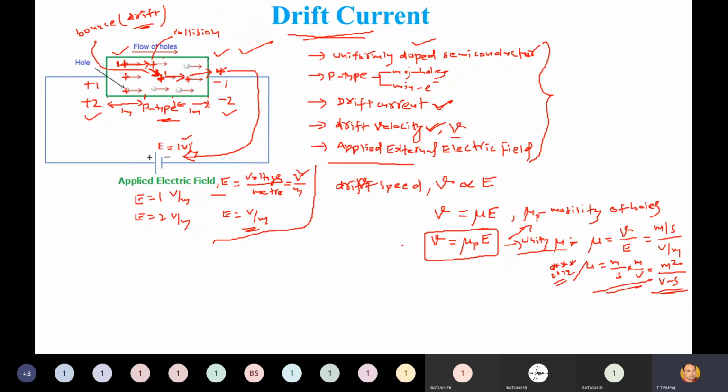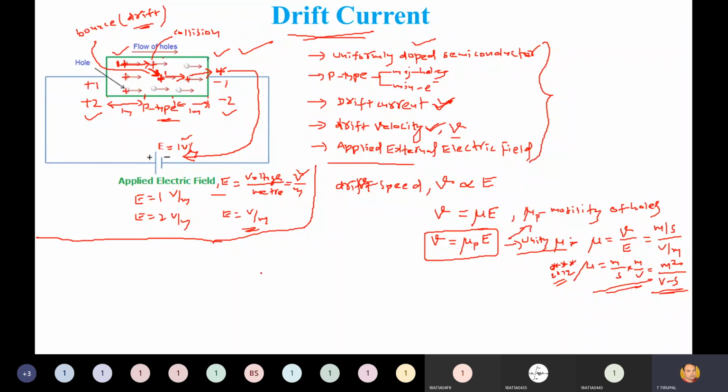After that, I told you that current is existing here. What is that current? Drift current. If current exists, current density also exists.